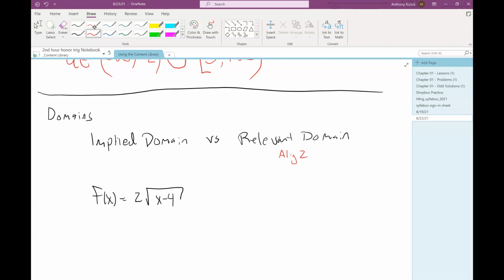So the question here is, what operations do we see going on in this function? I see subtraction, right? Because of the x minus 4. What else do we see? Multiplication, right? We have the 2 times out front. And the square root, right? Which one of these can cause a problem?